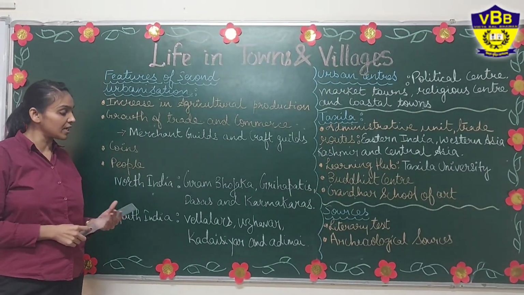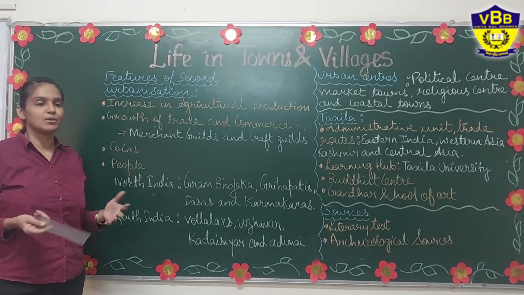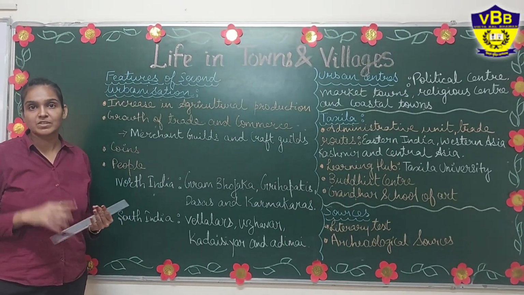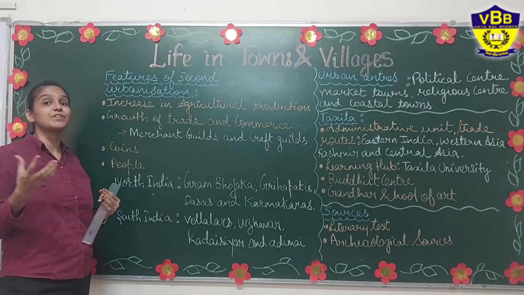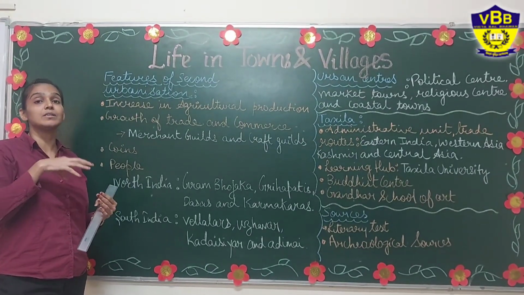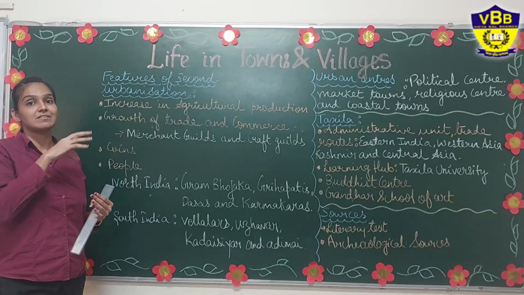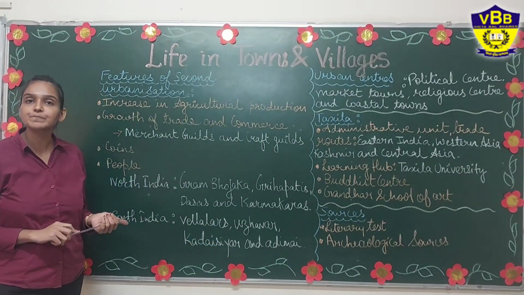Coming to South India, the big landowners, or the rich landowners, were known as vellas. The small landowners were known as uzhavars, and the people without any kind of land, that means who earned money from work as laborers, were known as Karaisiyar and Adimai.